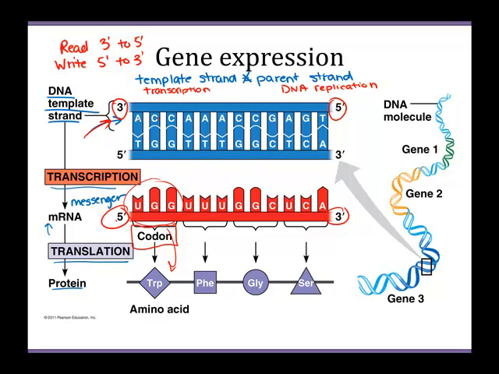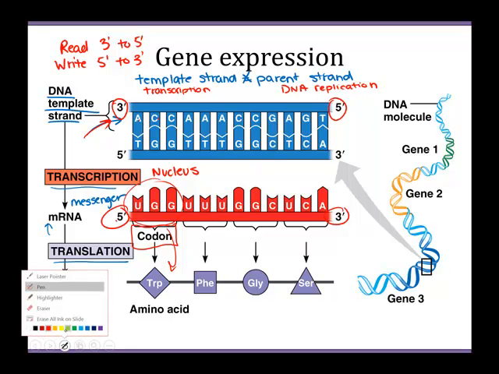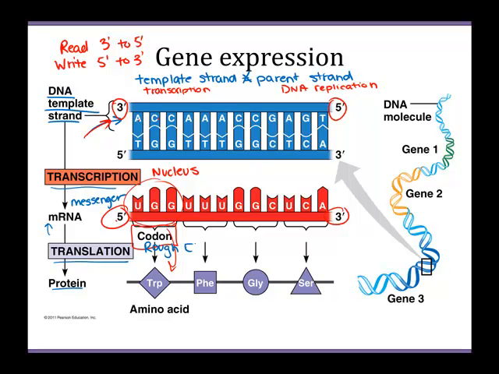Transcription happens only in the nucleus of the cell. Makes sense? DNA is in the nucleus of the cell. Translation happens at the ribosomes. And where are the ribosomes located? Well, remember, the ribosomes are usually located on the surface of the rough ER. So transcription occurs in the nucleus. Translation largely occurs using ribosomes on the surface of the rough ER.